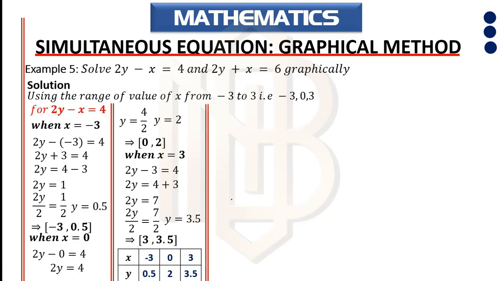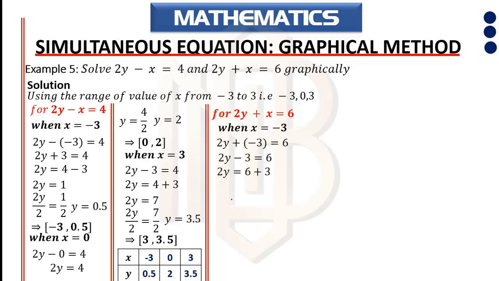Now we go for the second equation, because we're going to plot the graph for the first and the second equation. For equation 2, which is 2y plus x equals 6, you put x equal to -3 the same way, because you replace x by -3 and solve the resulting equation. You solve it further, and you have your value of y. y is equal to 4.5.